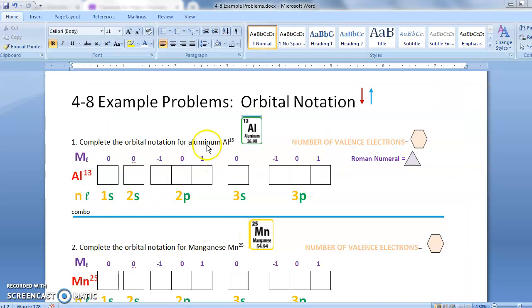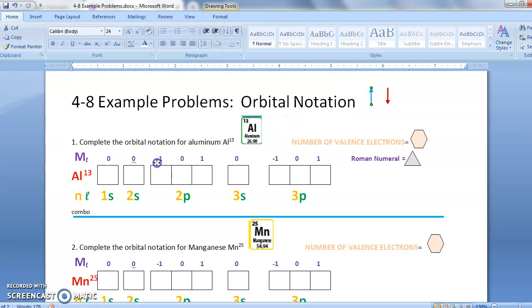It says we are doing aluminum, not the aluminum ion. So we know that if there's 13 positives, there's also 13 negatives. 13 positive protons in the nucleus can only be neutral if there's 13 electrons. So we have to place 13 electrons, starting with the lowest energy level first. Aufbau says begin with the lowest energy sublevel combination. That's the 1s. So we're going to take an electron and we're going to move it into the 1s.